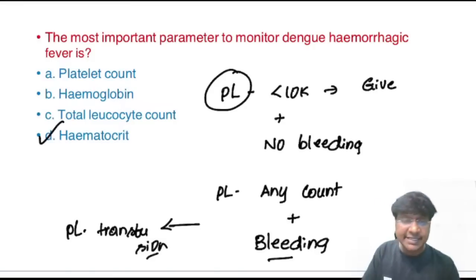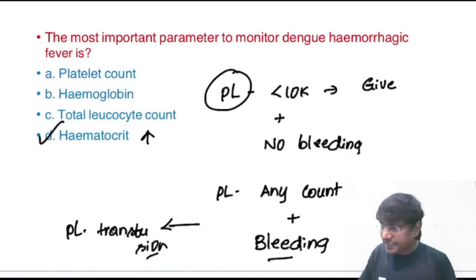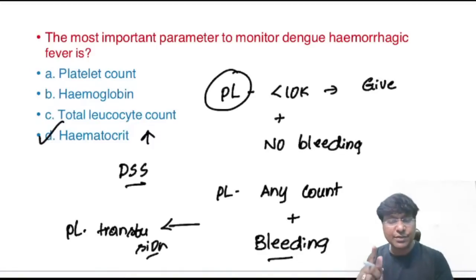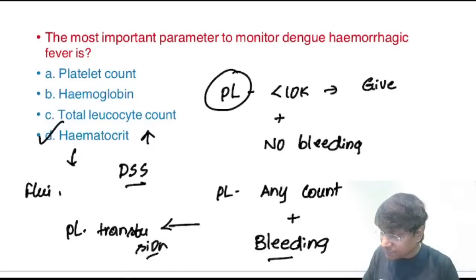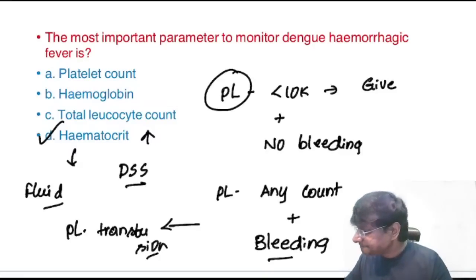Now, the most important parameter to monitor dengue hemorrhagic fever is, right? Very good. That is the hematocrit. For monitoring patients of severe dengue, hematocrit is performed. If the hematocrit is rising, that indicates the development of dengue shock syndrome. Hematocrit values can also be used to monitor fluid resuscitation in patients with dengue. So that is about your dengue story in a short way.